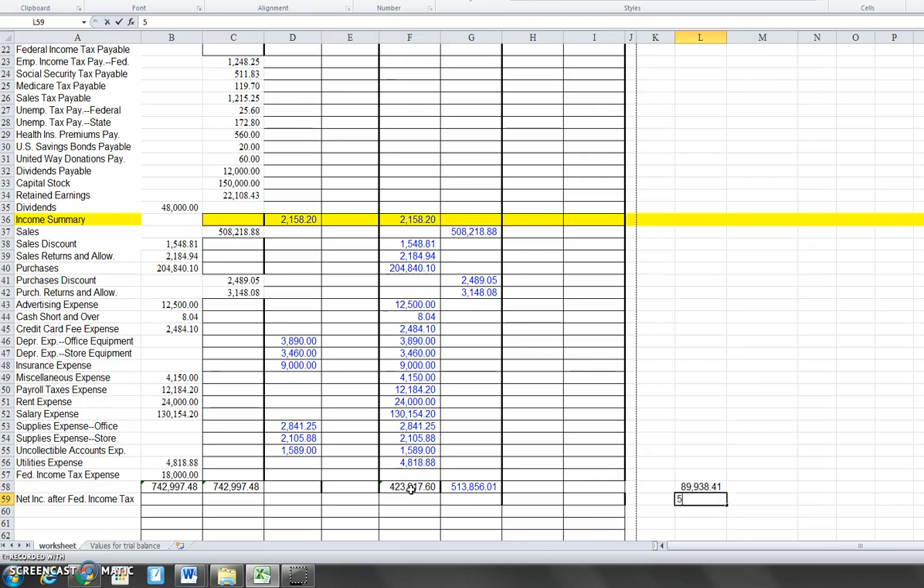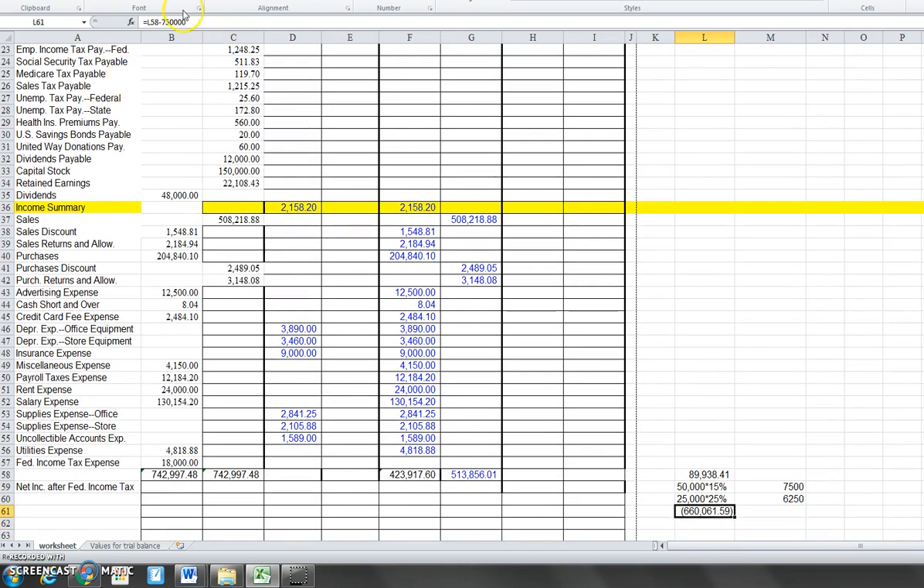So we know the first $50,000 is charged at 15%, which is $7,500. We know that the next $25,000 is charged at 25%, which equals $6,250. So now we are at $75,000. Our amount is $89,938. So we have to take that amount and subtract 75,000.